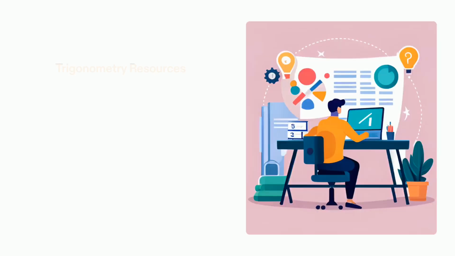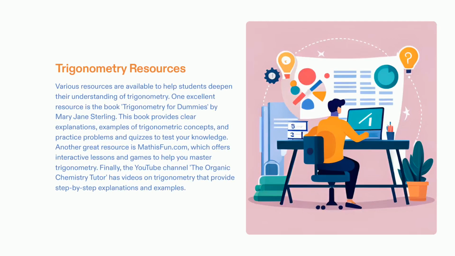Trigonometry is a subject that can be mastered with the right resources. Trigonometry for Dummies by Mary Jane Sterling is a great book for clearly explained concepts and practice problems. MathsIsFun.com provides interactive lessons and games. The Organic Chemistry Tutor YouTube channel has many videos that provide step-by-step explanations and examples. With the proper tools, anyone can understand this subject.